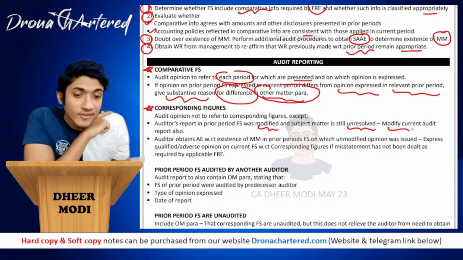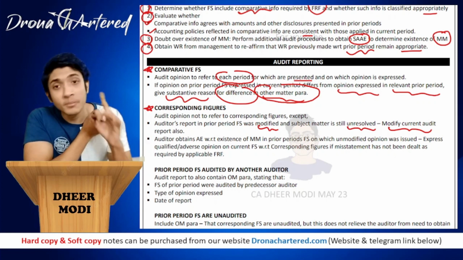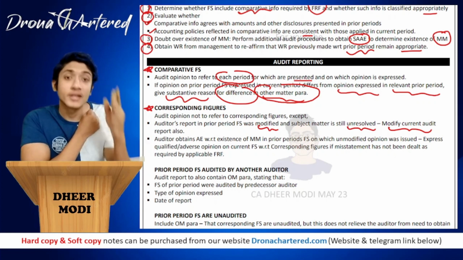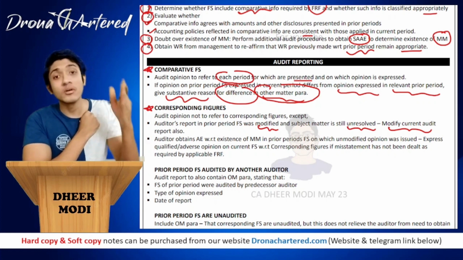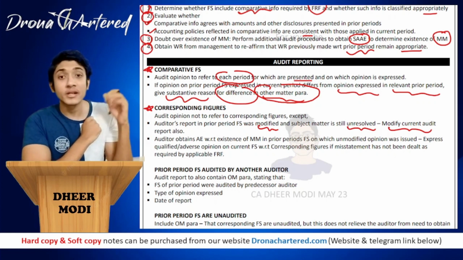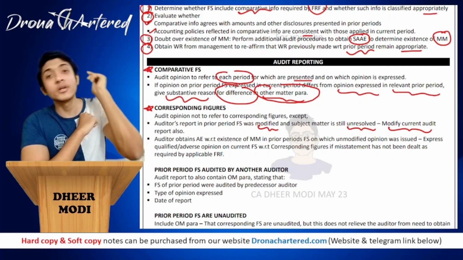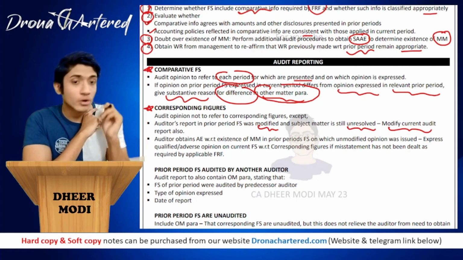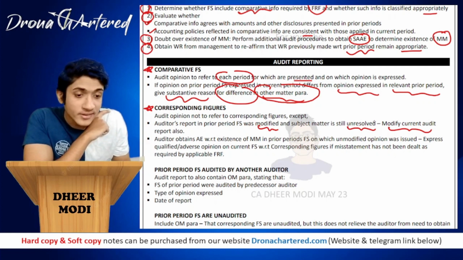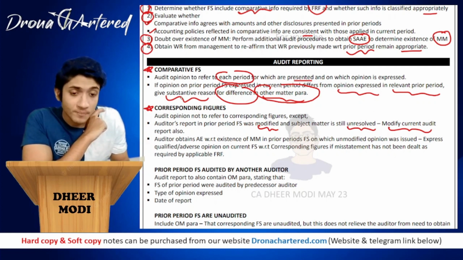So you will modify the current audit report also. Usually prior period items will have no effect, but in case my previous audit report was modified and the reason why it was modified has still not been corrected, I will modify my current audit report also. Okay, so if it is still unresolved, you will modify the current audit report also.